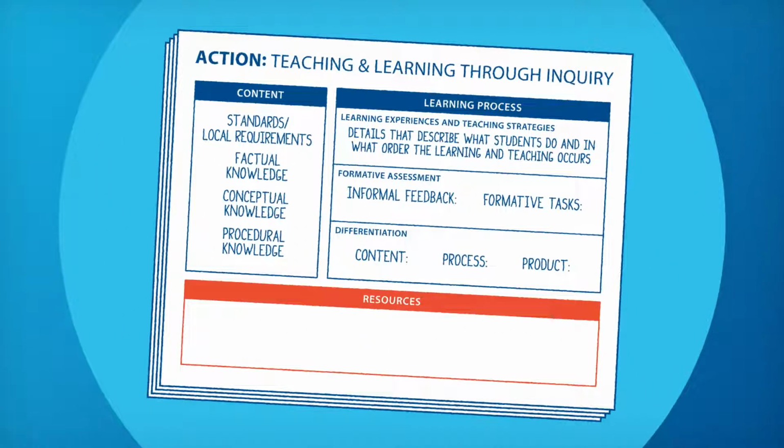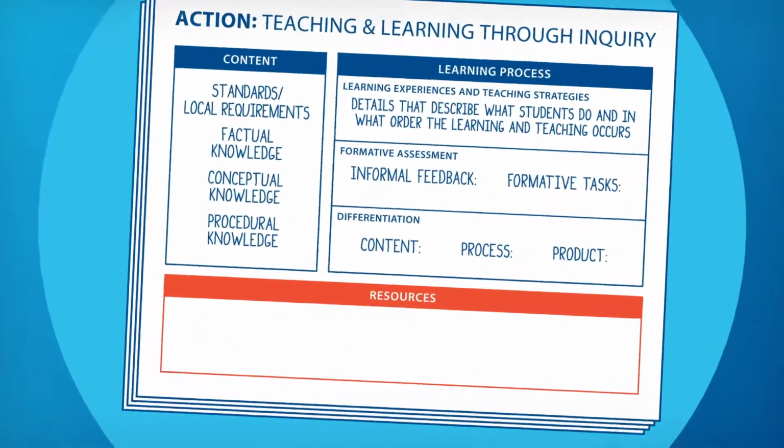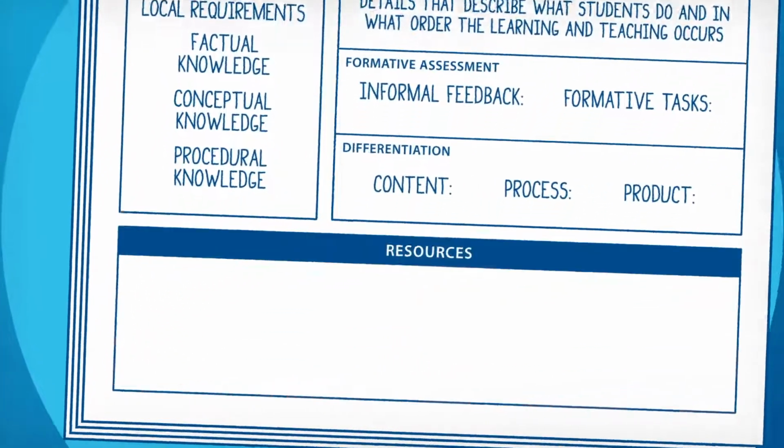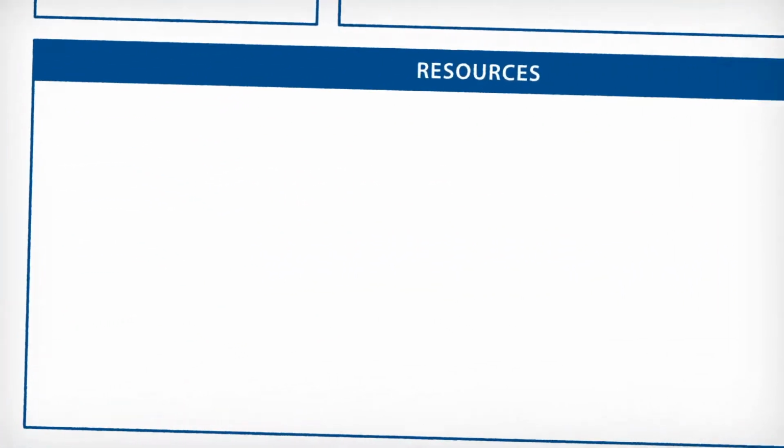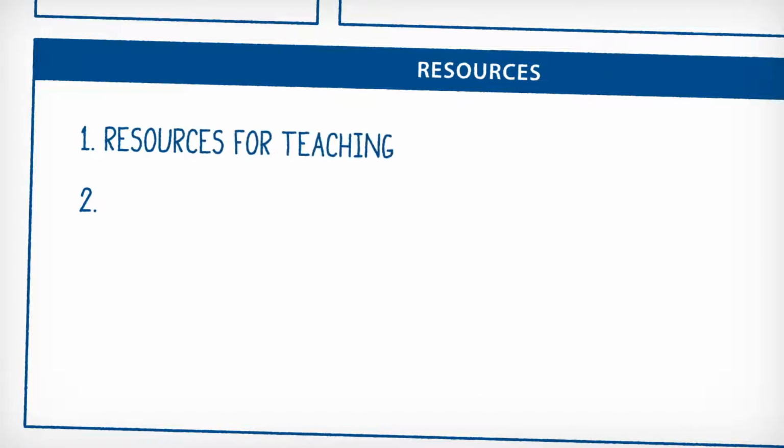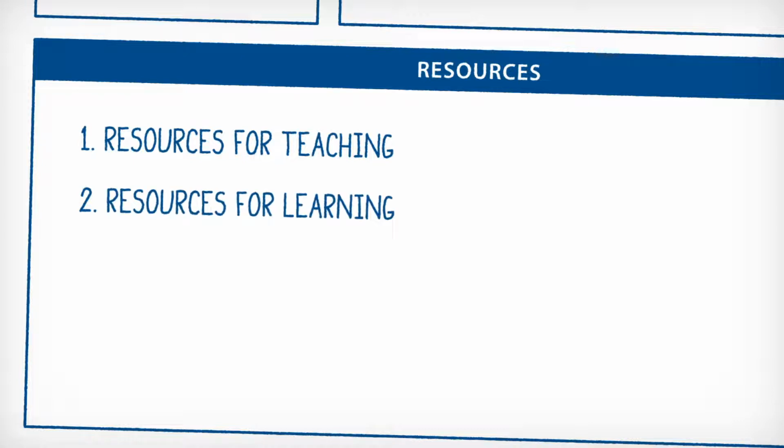The resources section of the unit plan also benefits from a detailed written record of the variety of resources used in the planning and teaching of a unit of inquiry. In this section of the unit plan, there are 2 categories of resources that can be identified: resources that teachers use during the teaching process, and resources that students can access independently for learning support or extension.